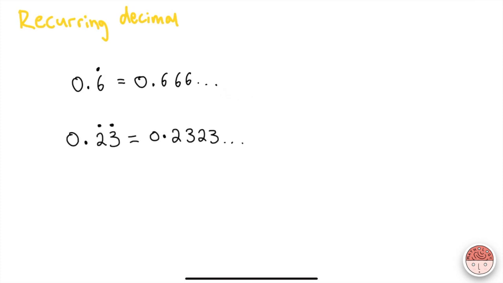For instance, if we have 0.23 with dots above both 2 and 3, this would be the repeating pattern forever: 0.232323 and so on. Now for this example, it's a little different. Not all the digits have dots above them. What we would do first is write down all three digits, 5, 8, 4, and then continue writing the repeated digit, which is 5. So it would look like this.